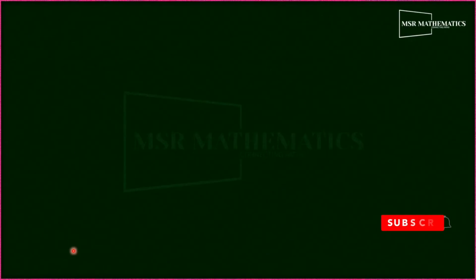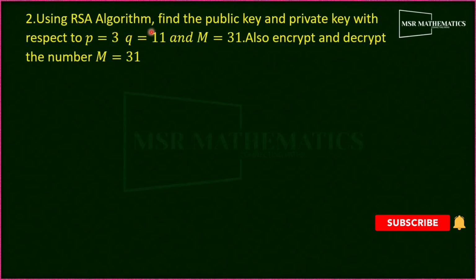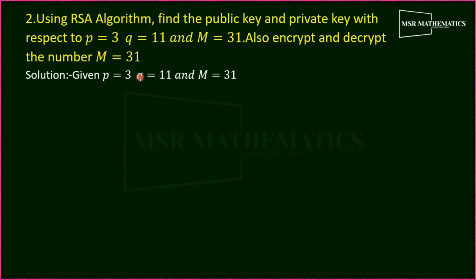We shall move on to another problem. Using RSA algorithm, find the public key and private key with respect to P equal to 3, Q equal to 11 and M equal to 31. Also encrypt and decrypt the number M equal to 31. Here first take the given data. P is 3, Q is 11 and capital M is 31.